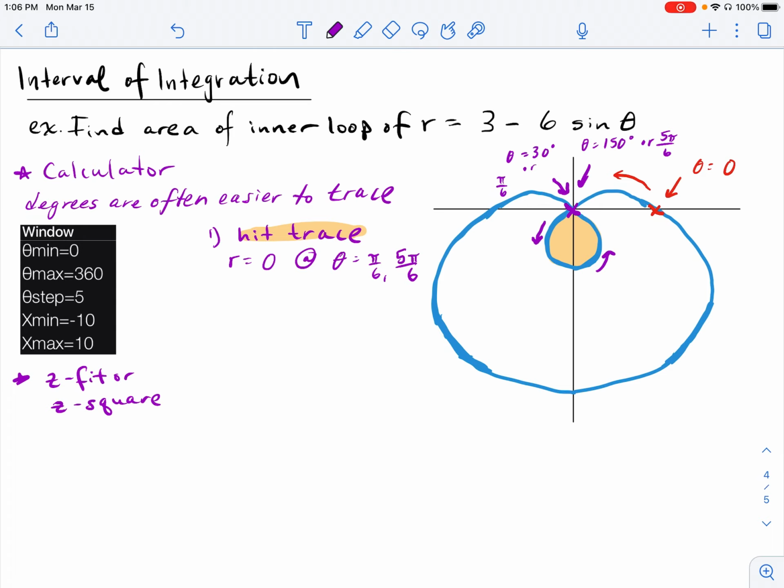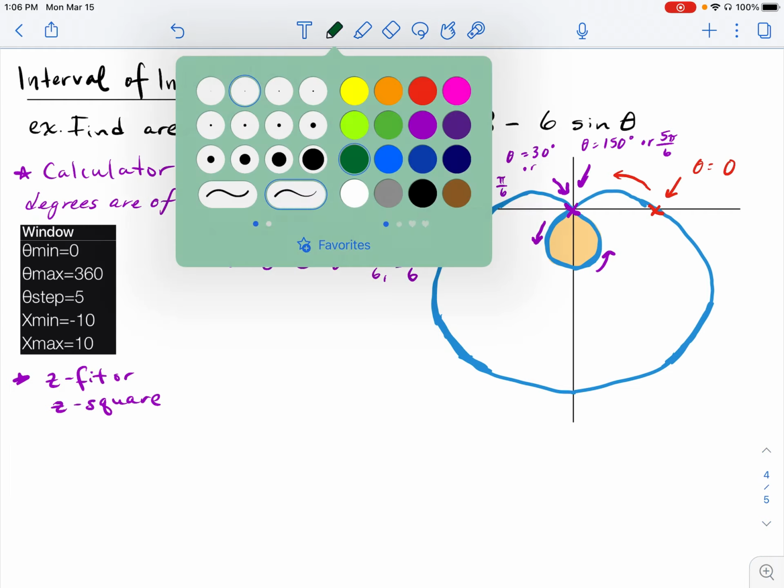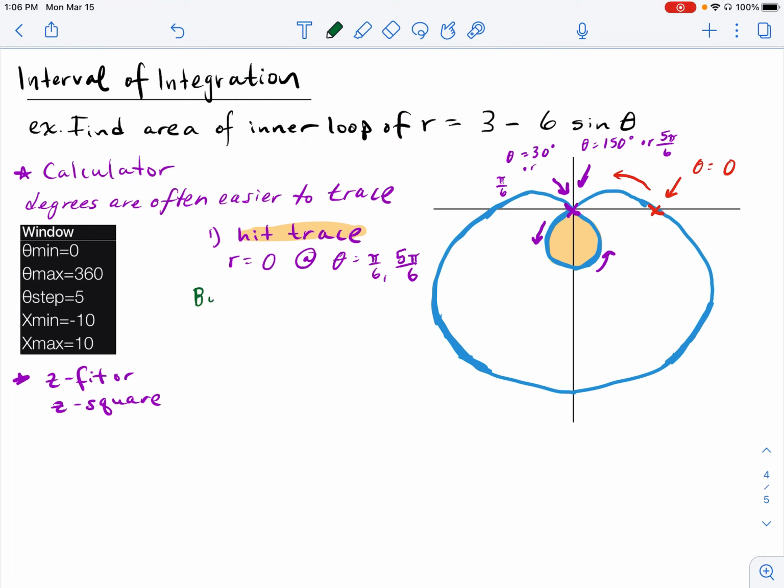Now, students might often ask, wait, that's cool that I can use my calculator, but is there a way for me to do that by hand? And there absolutely is. So just think about this. If I wanted to do this by hand and find those intervals of integration, which I honestly recommend most of the time you should be doing, ask yourself, well, I know my loop starts and ends at the pole. What do we know about the pole? What is the r value at the pole? So at the pole, my r value is equal to 0.